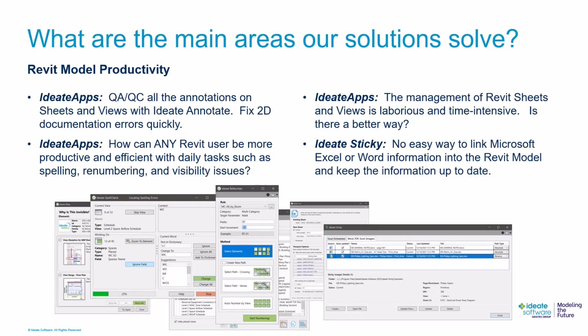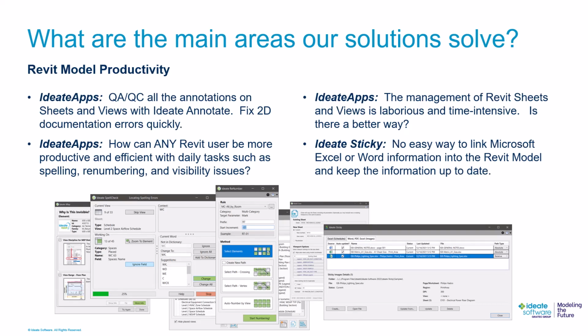So I always like to have a high-level overview of our Revit software solutions, and I like to put them into two main categories. The first category is all around Revit model productivity. So for instance, our Ideate Apps. This is one product, but it's actually 10 tools within that one product. And those 10 tools will help you lay out sheets and views in Revit, help you understand why an element is not visible in Revit. You can renumber things very easily, spell check. These are just a few of the things that you can do with Ideate Apps.